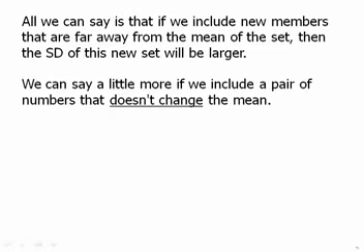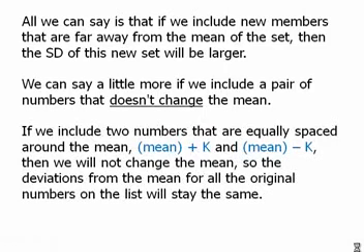We can say a little bit more if we include a pair of numbers that doesn't change the mean. If we include numbers that are equally spaced around the mean, so one is k units above the mean and one is k units below the mean, then we will not change the mean. So the deviations from the mean for all the numbers on the list will stay the same, and we can draw some more detailed conclusions about what the standard deviation will do.